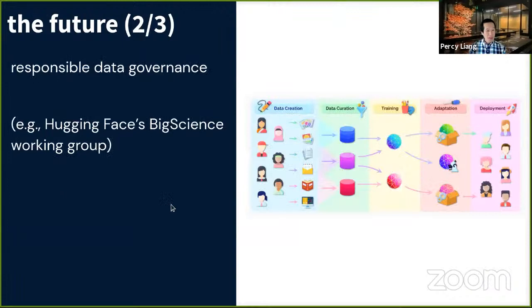Second is that this idea of training on just tons of data that you scrape from the internet is not inevitable. We should be thinking about the people who create this data and their rights and what value they're getting, to what is responsible and allowable for curation and training, all the way to what applications should be deployed. And I want to call out Hugging Face's BigScience working group on data governance. We had a talk by Yacine and Meg earlier that explicitly addresses this. So I think there's hope that we can improve the state of the art a lot more here.